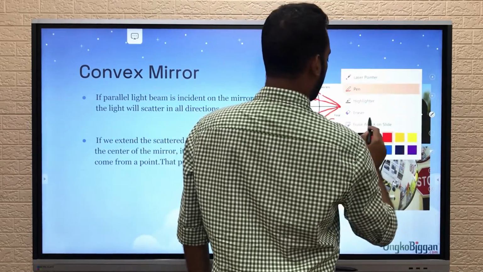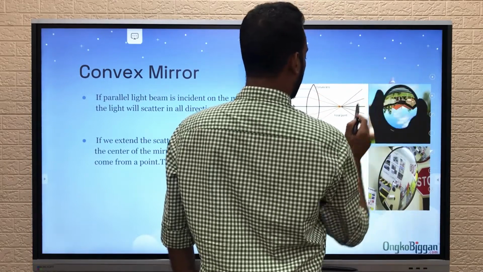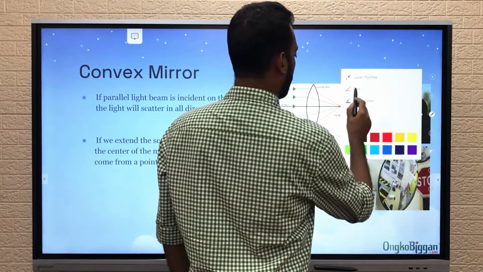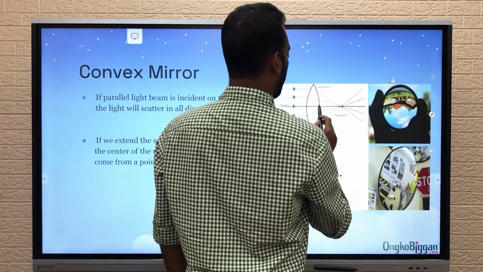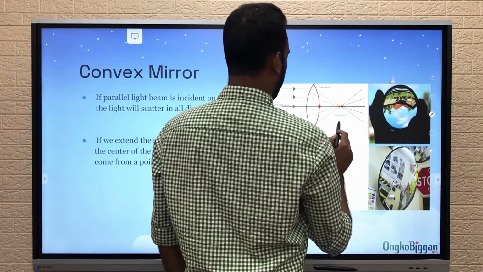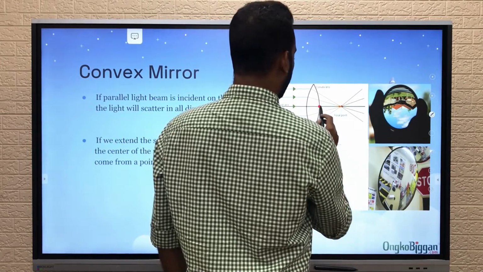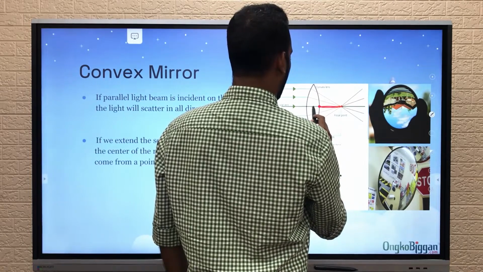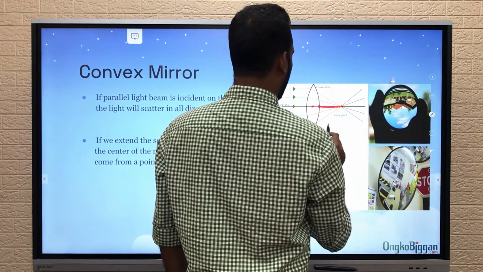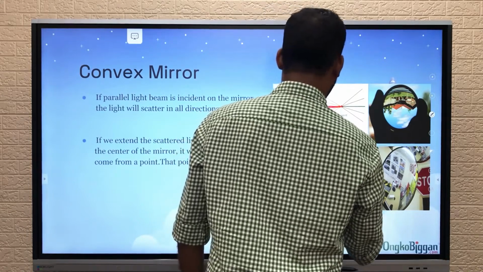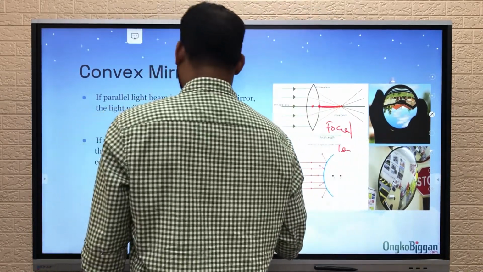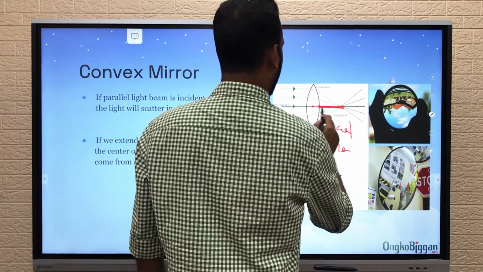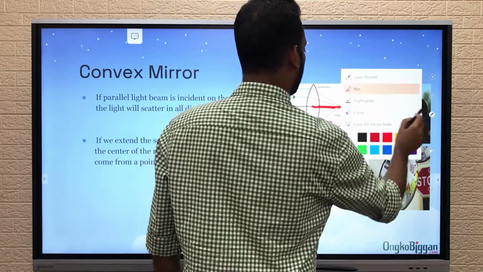And the distance of the focal point from this point, which is the pole, is called the focal length. From this to this portion is called the focal length.